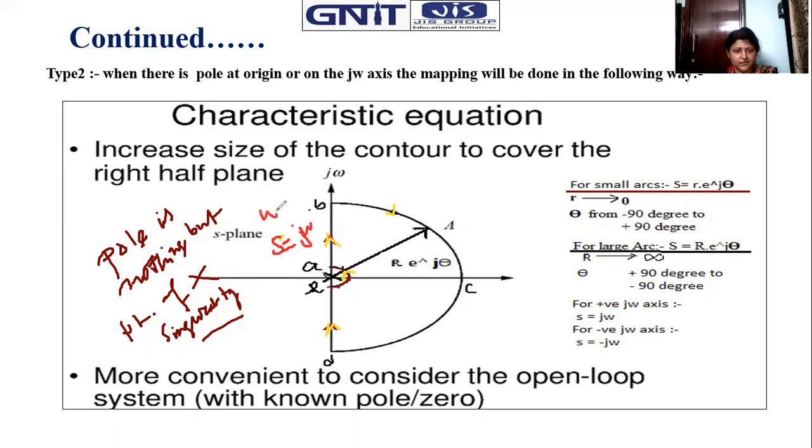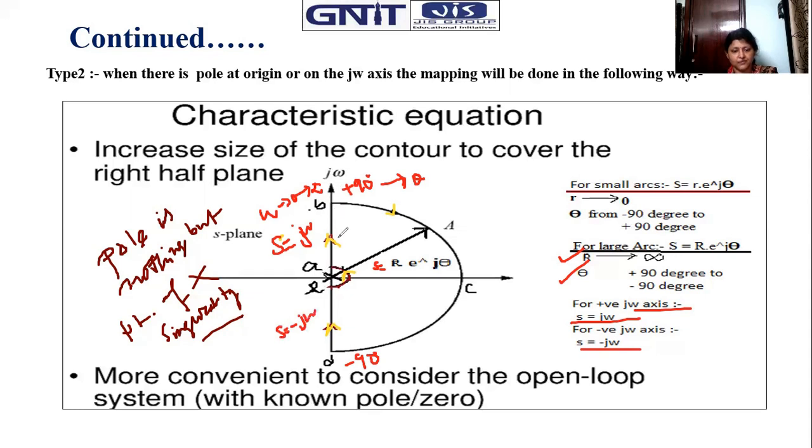Now, let's move on. Let me clear my sketch, and we will move on to the next part. That was the type 0 system. Now, if the system has a pole at the origin, or maybe a pole on the imaginary axis, we know that a pole is nothing but a point of singularity, as we have discussed.